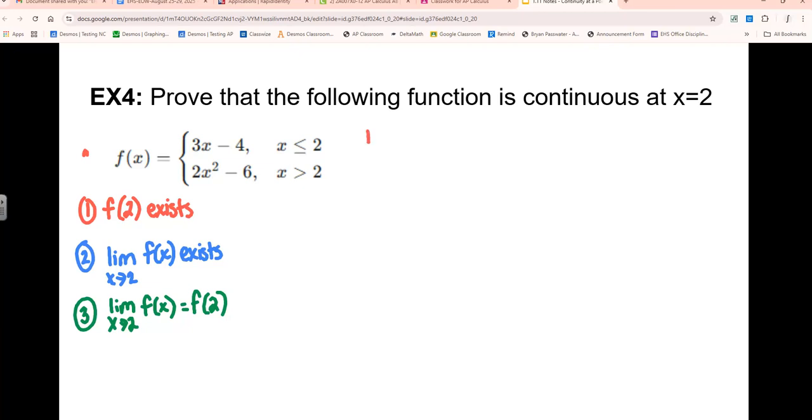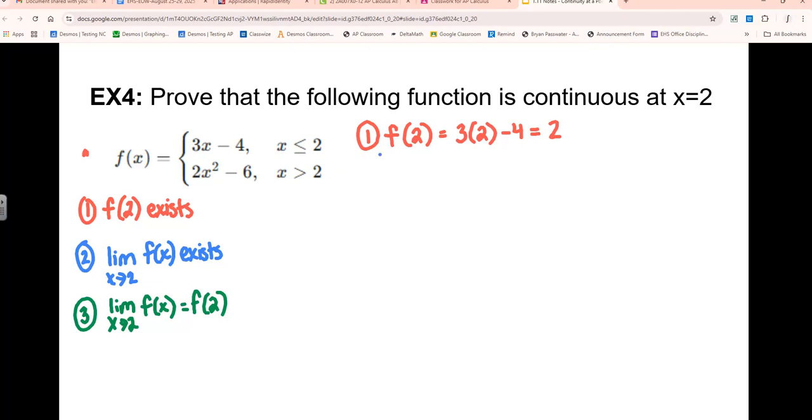So the first thing that you want to do here is just find f of 2. Which function should we use to find f of 2, the top or the bottom? We're using the top because of the "or equal to" sign. So right now we care about the "or equal to" sign, and we are going to say 3 times 2 minus 4, and that is going to give us 6 minus 4, which is 2. And getting a number for that proves that it exists. So we have shown that f of 2 exists.